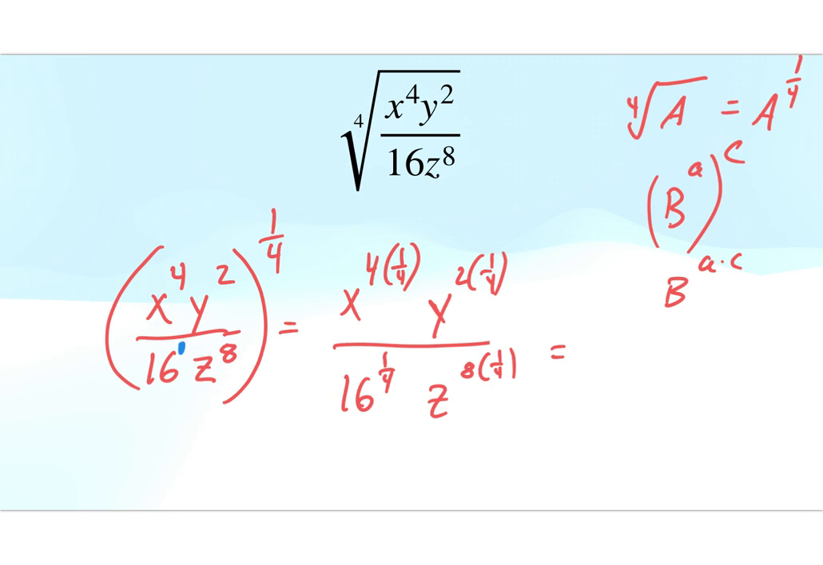Four times a fourth is 1, so I'll have x. 2 times a fourth is 2/4. Let me erase this so it's out of my way. So that'll be y to the 1/2.